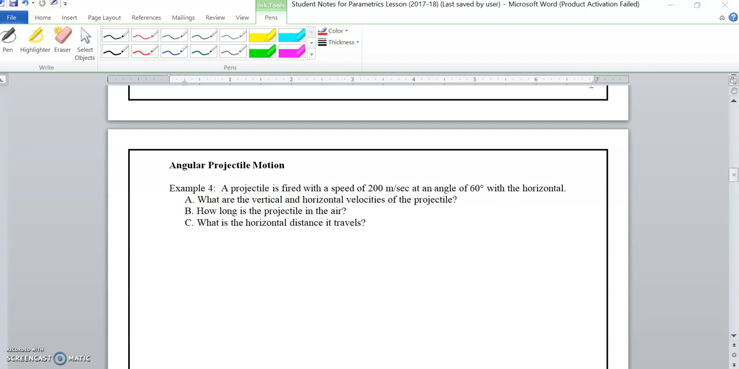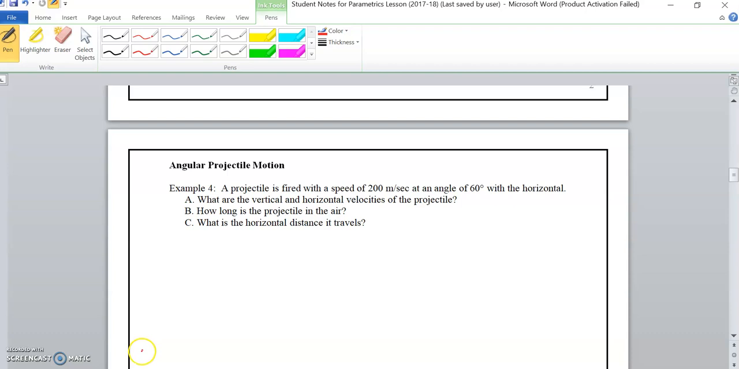All right, we are on to some examples where the projectile is not just launched horizontally, but rather at some angle above the horizon. So let's take a look. Example 4, projectile is going at 200 meters per second, 60 degrees from horizon. So let's take a look.